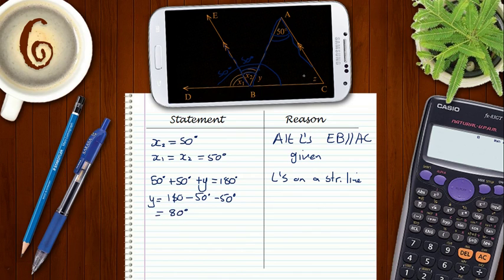And then finally for Z. So now Z, if I look carefully, this forms an F with this angle. So angle X and angle Z will be equal, and the reason being that they are corresponding angles. So we can say that angle Z is equal to X1, which is equal to 50 degrees. And our reason is that that's corresponding angles. And we state that EB is parallel to AC.